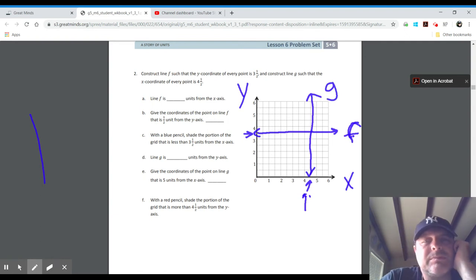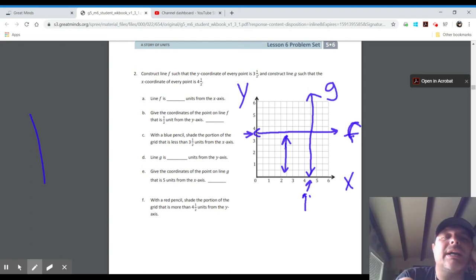All right. So it says line F is blank units from the x-axis. So how many units is line F from the x-axis? If we counted it, it is 3.5. It goes up to 3, and you just look at the y coordinate for that. So 3.5. Okay, 3.5, sorry.